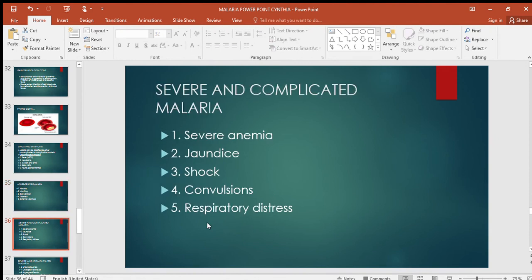And then when it comes to severe malaria, we will see now severe anemia. Severe anemia is coming from what we were just talking about, the destruction of the red blood cells. This will also cause jaundice, shock, convulsions. Convulsions will come about due to the involvement of the brain. Then there is also respiratory distress. So the patient will now have difficulties in breathing.